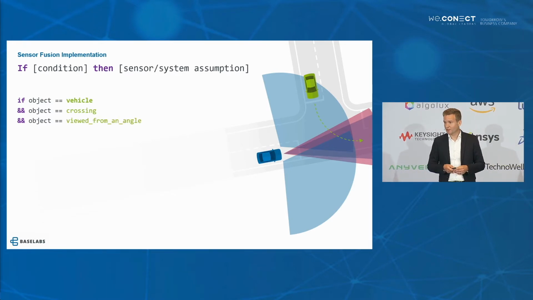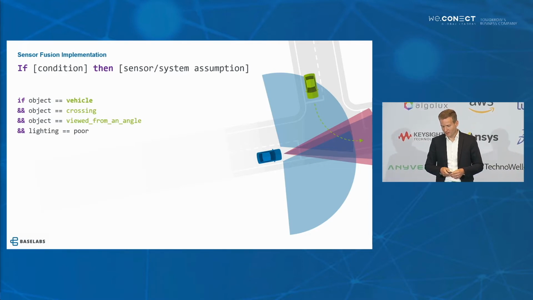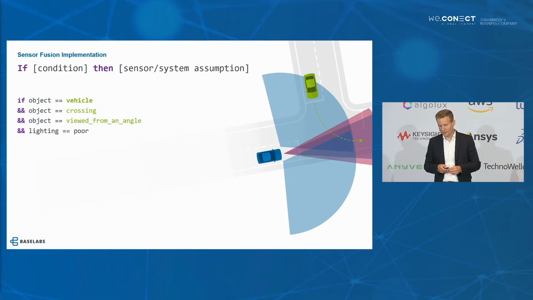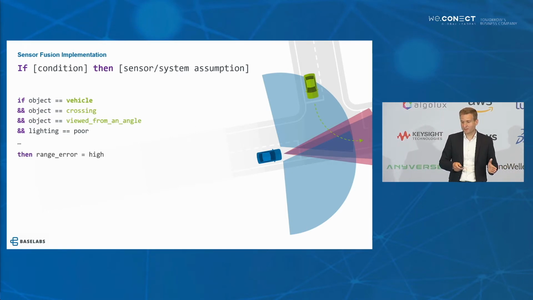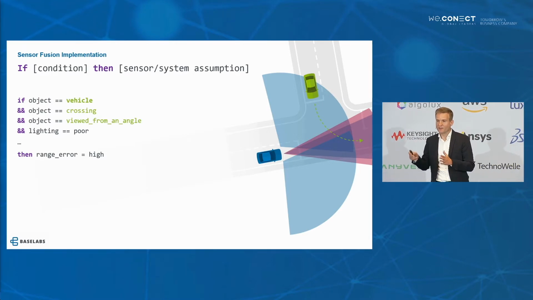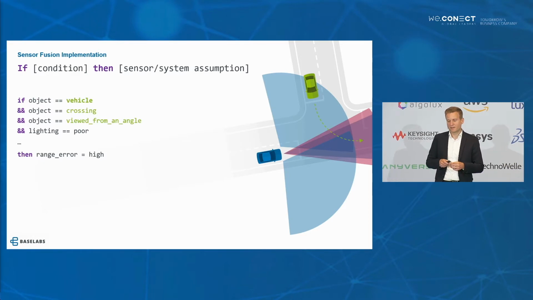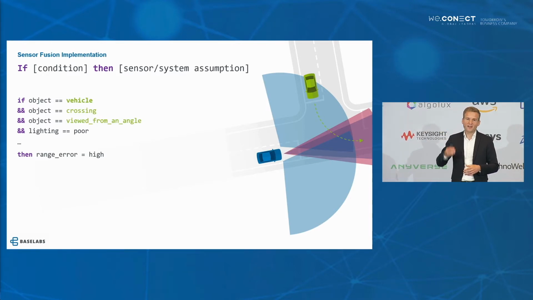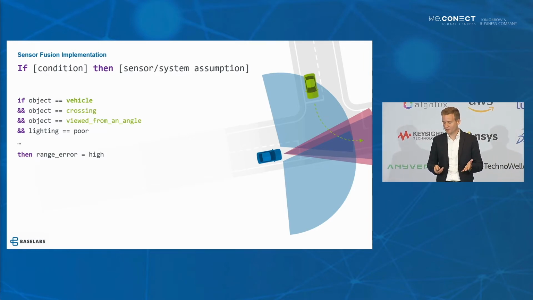There might be some other conditions, like the vehicle is viewed from a certain angle, so that's the angle how the sensor observes the vehicle. But there might be also conditions that are based on the environment, like the lighting or any rain or humidity condition. If the conditions are then met, then the developer may decide to set some assumption about the underlying sensor. Here in this example, he finds out, well, under these conditions or under those conditions, the sensor gives me a range measurement with a high range error, and he writes this down in the code, and then it's there.